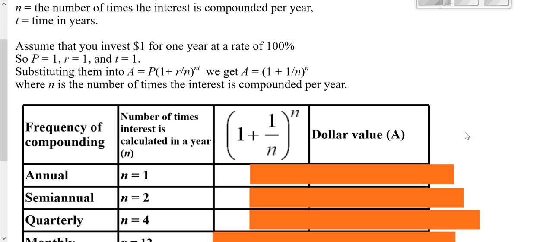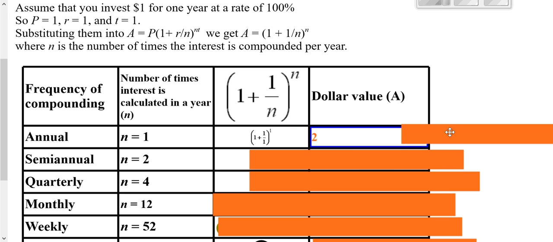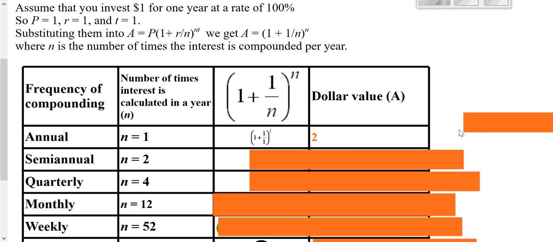So now, suppose we went ahead and changed the number of times it's compounded per year, which is n. So if n is 1, if we plug in 1, we would get this. Well, we just get 1 plus 1 raised to the first power, we get 2. If we did it semi-annually, twice a year, we get 1 plus a half raised to the second power, and we get 2 1/4.